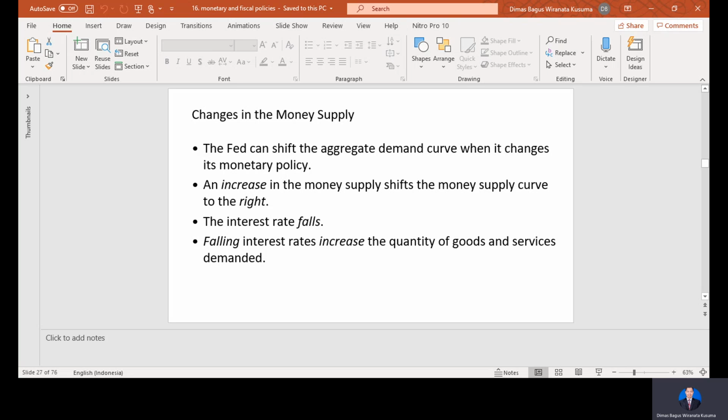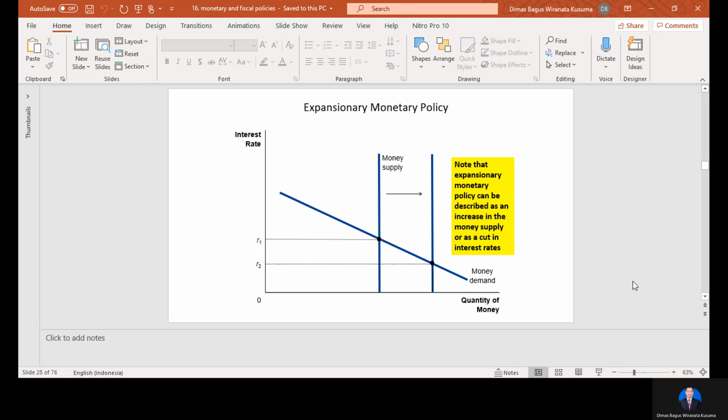An increase in the money supply shifts the money supply curve to the right. So the increase of money supply will shift the supply of money curve to the right, and the interest rate falls, and the falling interest rate increases the quantity of goods and services demanded. This is the concept that you learned before.